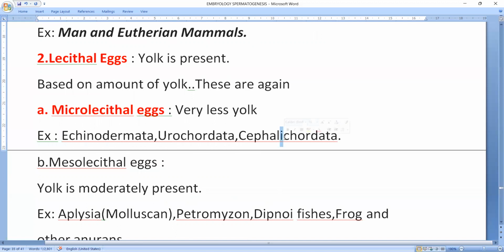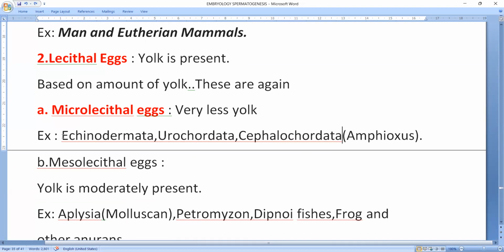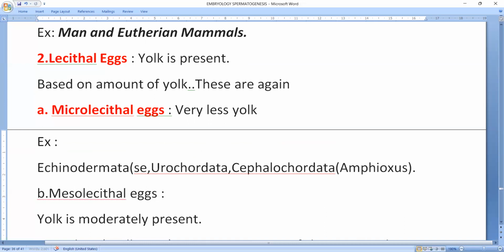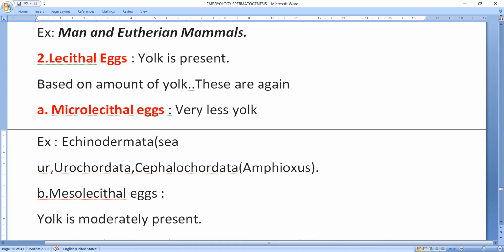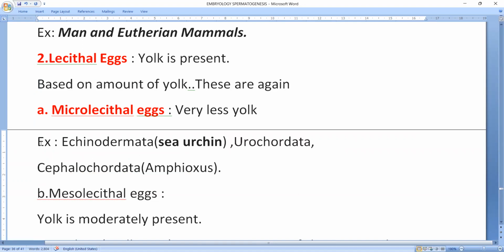Okay, so here sometimes it may be given as Amphioxus. Remember both are same. Cephalochordata is a subphylum or group name. So here Echinodermata. That means the best example is here. The very frequently used example from the echinoderms in embryology is sea urchin. Okay, so not only sea urchin, but the famous example is sea urchin. Sometimes instead of echinoderms, the sea urchin is given. So you should not be confused.